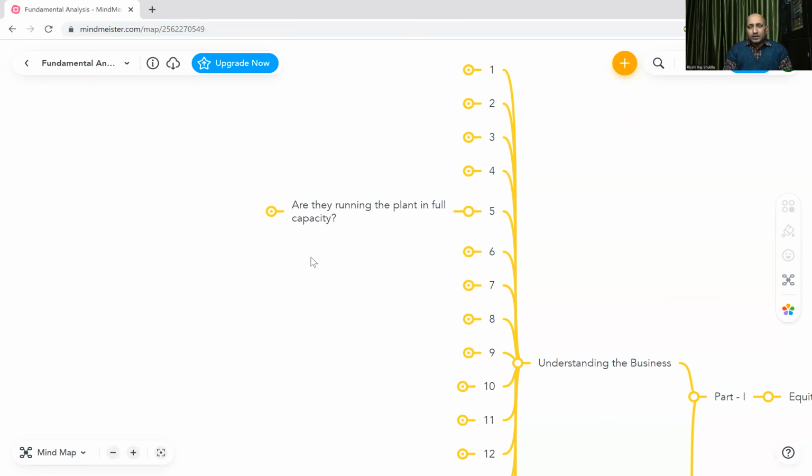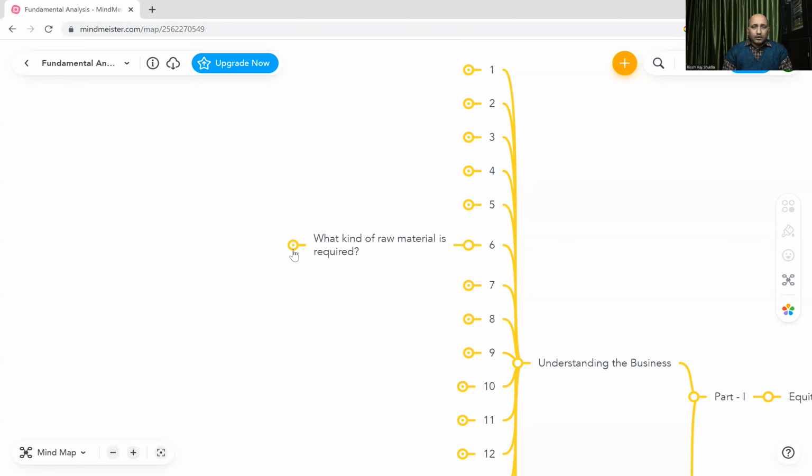which are not able to run at full capacity. Yes, of course, we have to understand cyclicity also, and in which cycle they are, even if they are in full cycle, how they are using their plant capacity. So we have to understand fully, and then we can have our own inference.